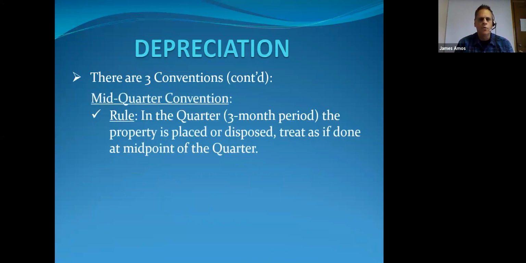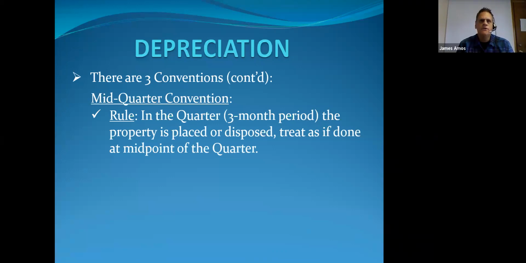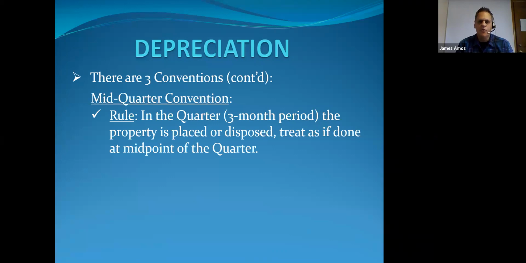First of all, here's the rule. In the quarter, now we got to define what a quarter is. What does the word itself, quarter, mean? 1/4, 25%. So if I take 12 months of the year and I divide them into quarters, what months are included in my first quarter? January, February, March. That's right. April, May, and June is second quarter. July, August, and September is third quarter. Fourth quarter are which months? October, November, December.